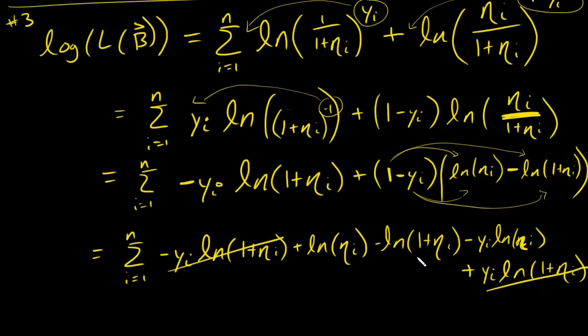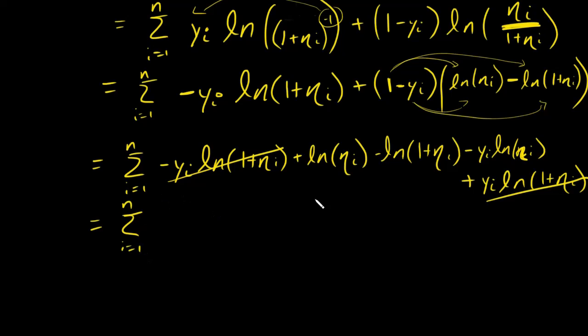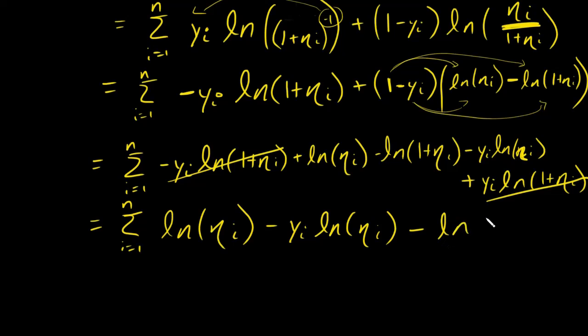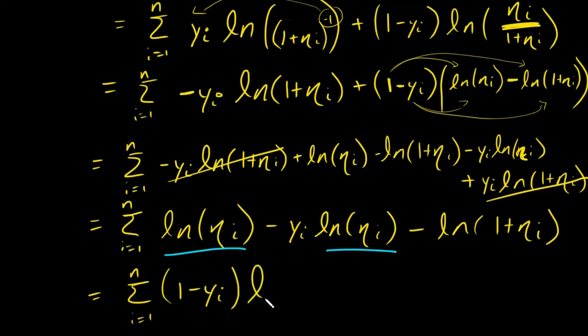Let me just double check. Yep, so then this equals the sum from i equals 1 to n, and what do I have? Actually, let me take that y out. I have yi times the ln of nu i, then minus the ln of 1 plus nu i. I wanted to write these next to each other because they have like terms. Now I can simplify this a little bit more. I have 1 minus yi times the ln of nu i minus the ln of 1 plus nu i.